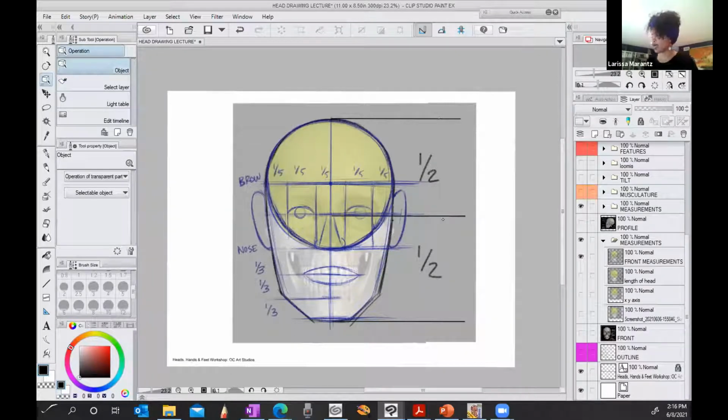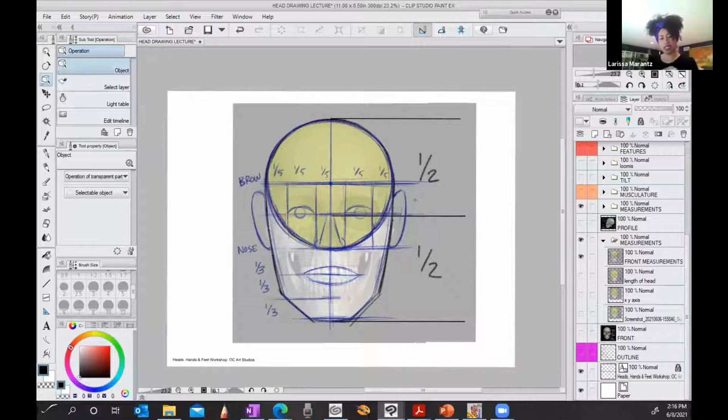Now, when you divide the length of the head in half, that gives you the eye line, okay? And the eye line is where you place your eyes, obviously. Now, how big do the eyes need to be? Roughly 1/5 the width of the head, okay?